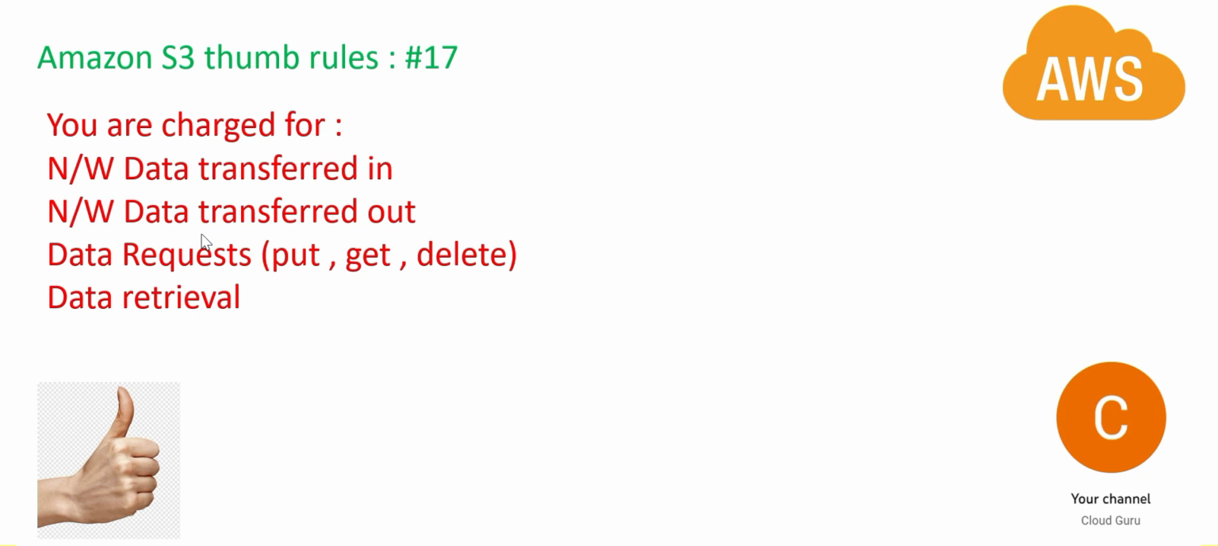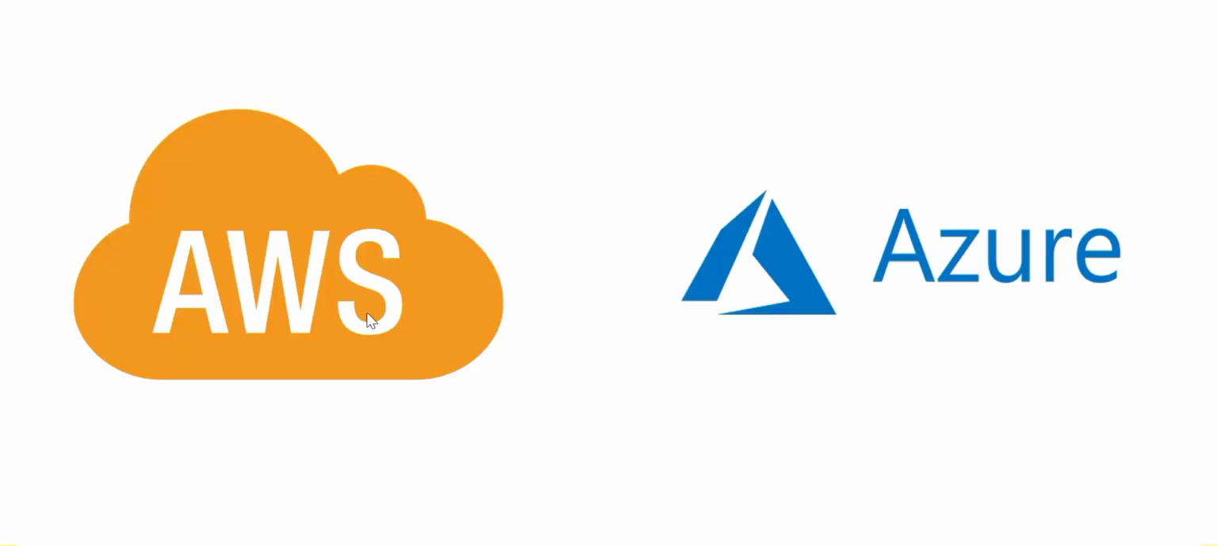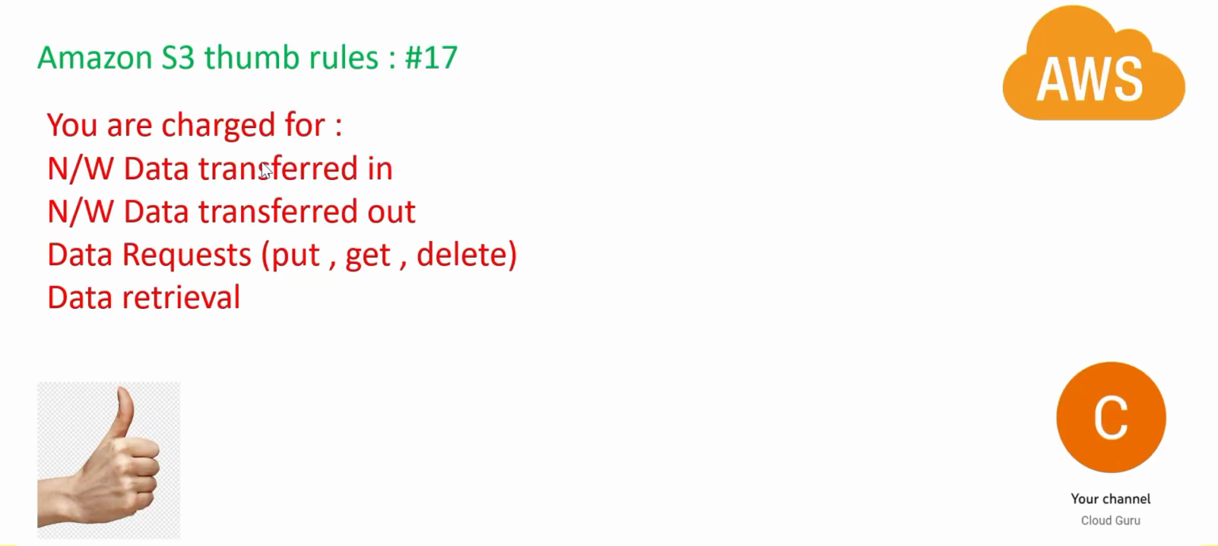For example, from cloud, you're taking the data out to your on-premises, or you're taking your data from AWS cloud to Azure cloud, or vice versa, whatever. That is transfer out. And then you would be charged for data requests. For example, from on-premises, you want to get a file. So you put a get request, or a put request, or a delete request across AZs. You will be charged. Data retrieval across AZs, you would also be charged.